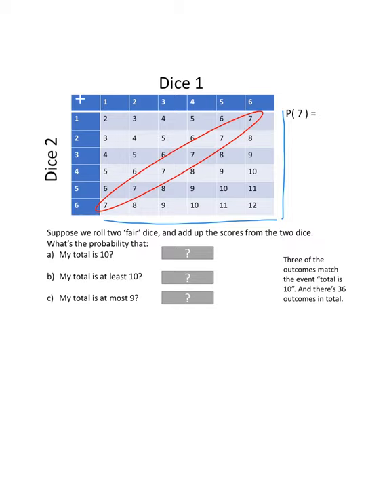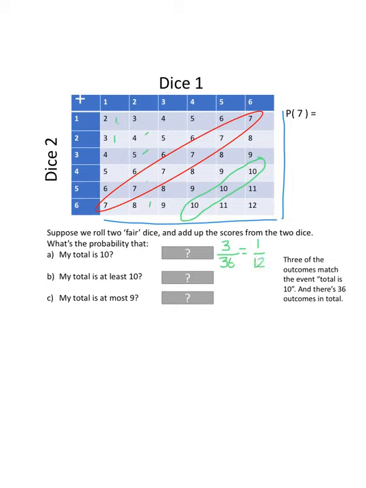So the probability that you have a total of 10: if I look in the body of the diagram, a total of 10 would be here. So there are 3 possible combinations of getting 10 out of a total of 36, because we've got 36 numbers here: 1, 2, 3, 4, 5, 6, 7, 8, 9, 10, 11, 12, 36 outcomes. So the probability of getting a total of 10 is 3 out of 36, and we can cancel that down to 1/12.